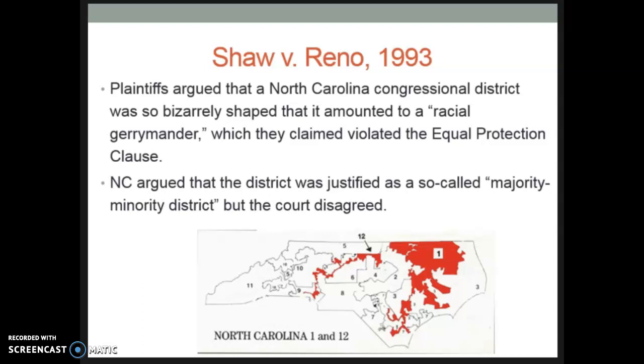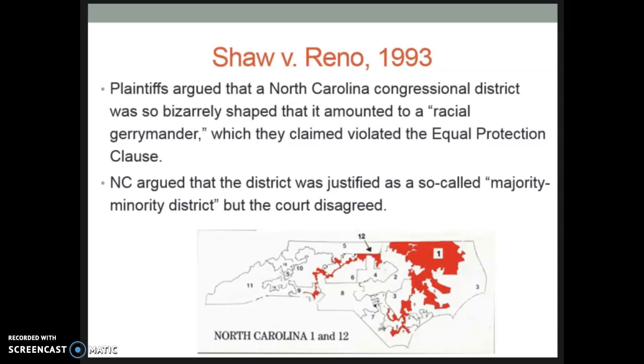So the plaintiffs in the case argued that a North Carolina congressional district was so bizarrely shaped that it amounted to a racial gerrymander, which they claim violated the Equal Protection Clause. That if North Carolina was drawing districts solely based on race, that would violate the equal protection of other race groups in North Carolina. If you look at the map on the screen, District 1 is the larger district. Of course, they're going to have about the same amount of people, but that district was a majority-minority district, meaning a majority of the people that lived there were of a minority race.